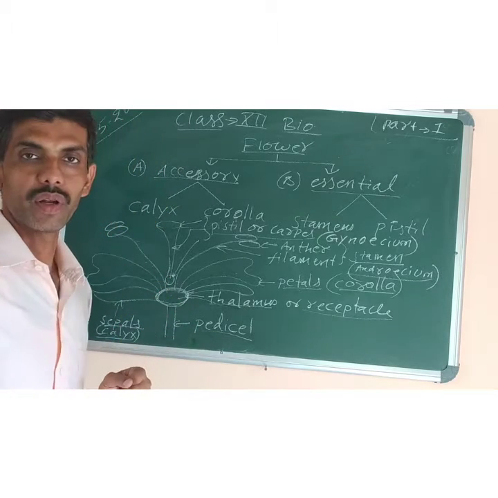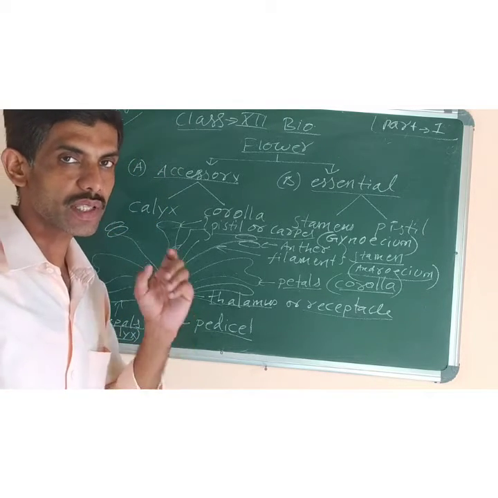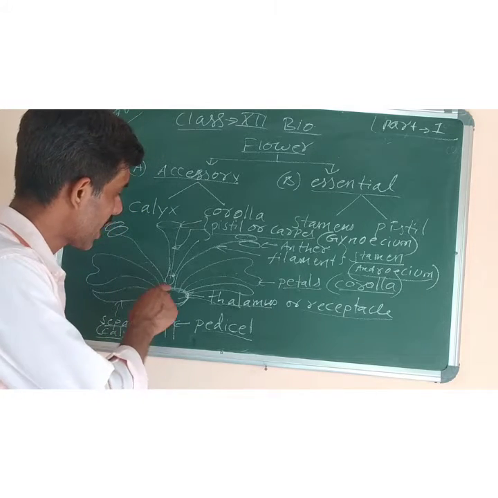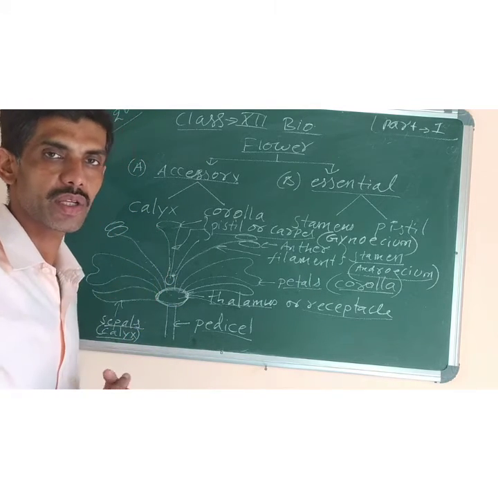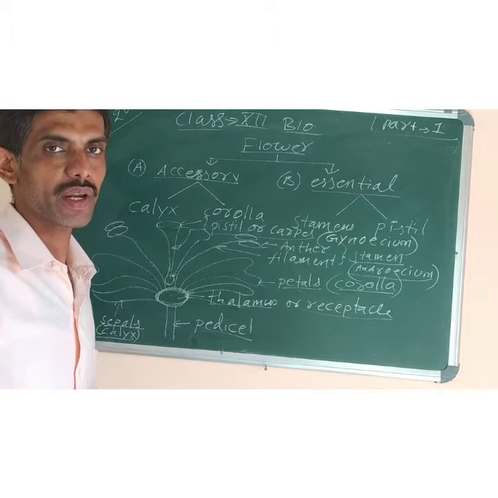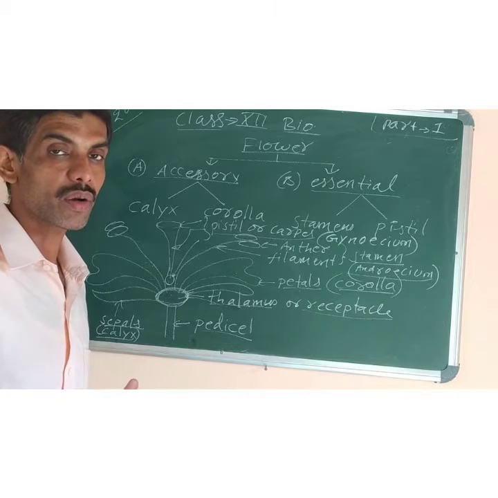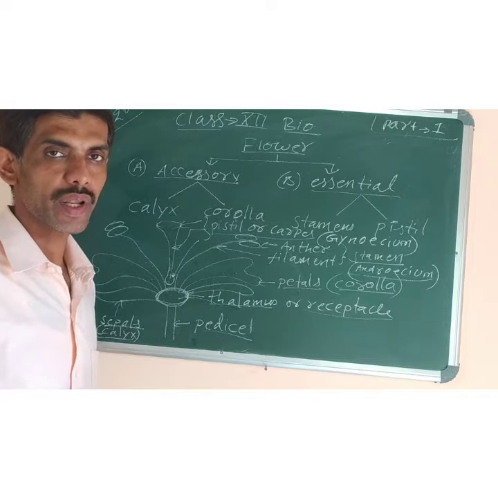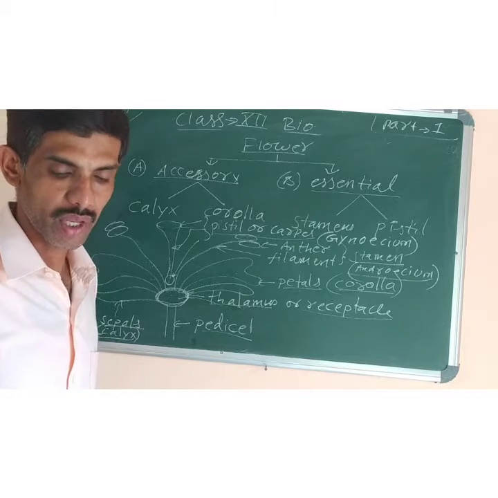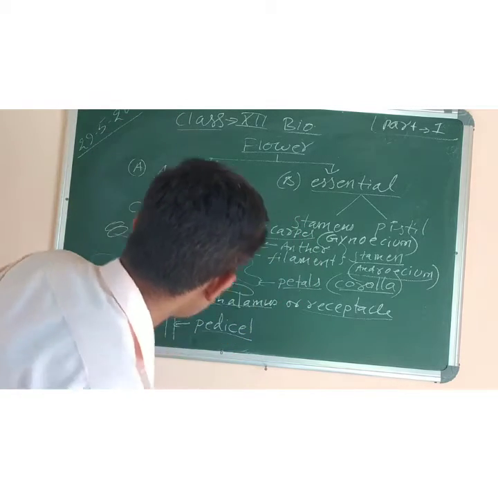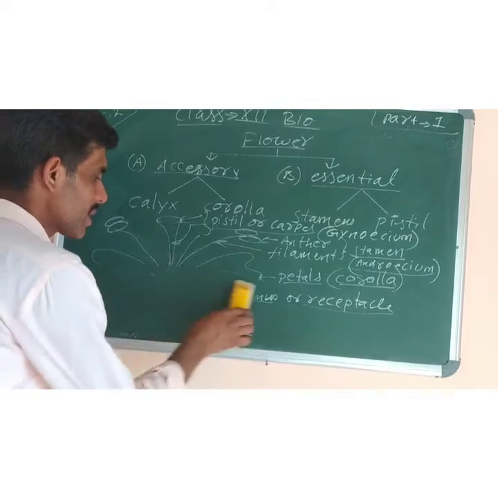What is the locule? First term, locule means the chambers in the ovary are called locule. Like if an ovary has one chamber, it is called unilocular. What is bilocular or multilocular? If many chambers are there in the ovary, it is called multilocular.